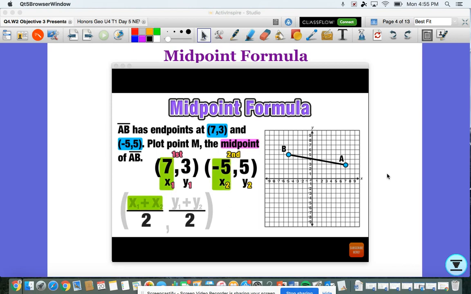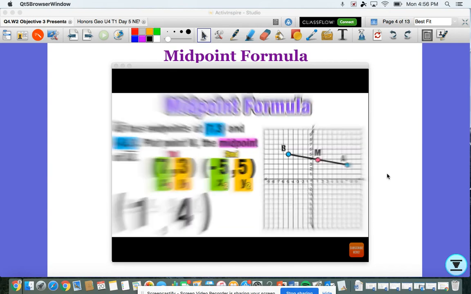Now on the left side, x1 plus x2 is just going to be 7 plus -5. On the right side, y1 plus y2 is just 3 plus 5. We can continue to evaluate: 7 plus -5 equals 2. Over on the right side, 3 plus 5 just equals 8. And finally, 2 divided by 2, or 2 over 2, is just 1. And over on the right, 8 divided by 2, or 8 over 2, is equal to 4. So using those two endpoints in the midpoint formula, we have found the coordinates of the midpoint of line segment AB at 1, 4.